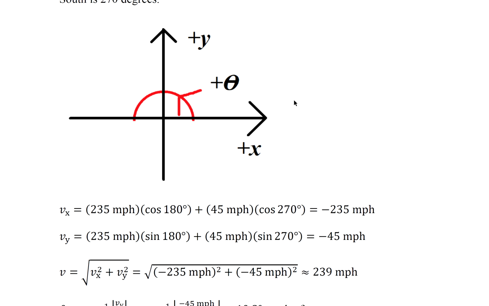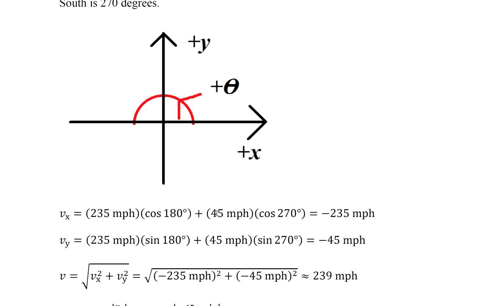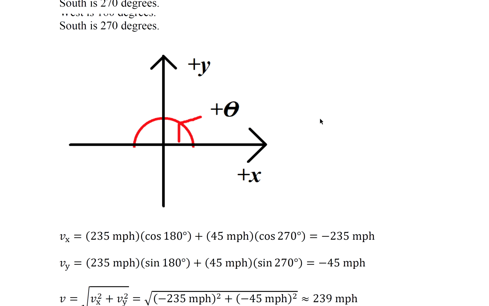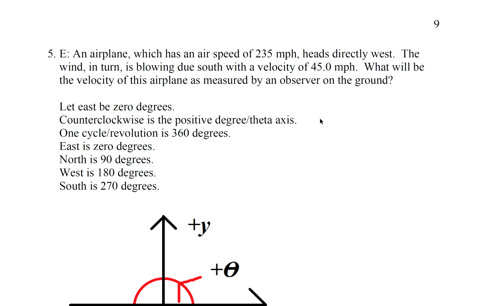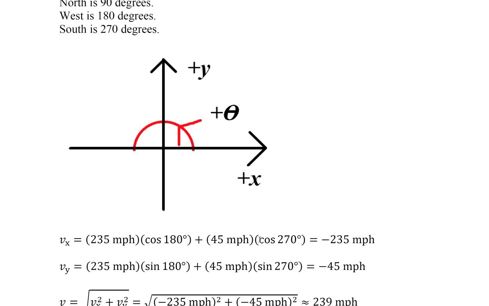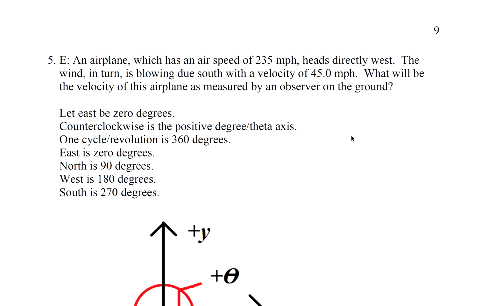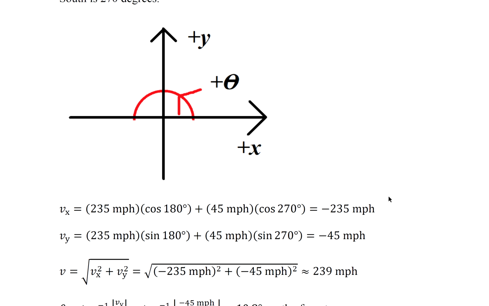So v sub x is going to be 235 cosine 180 plus 45 cosine 270. We're going to use cosine 180 because the airplane is moving westward. And we're going to use 270 for the wind because the wind is south. Totally south. That's what the problem says. So we get v sub x, and you notice we use cosine, and then for v sub y we use sine.